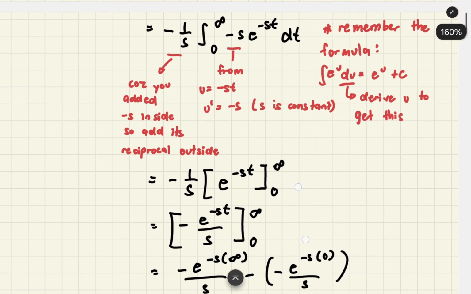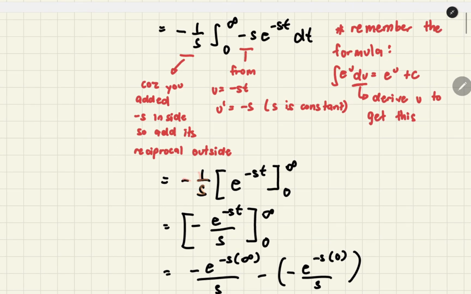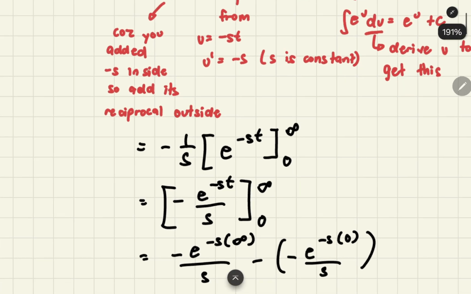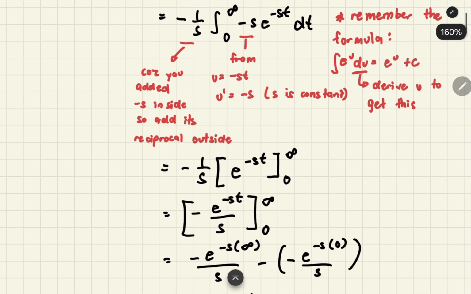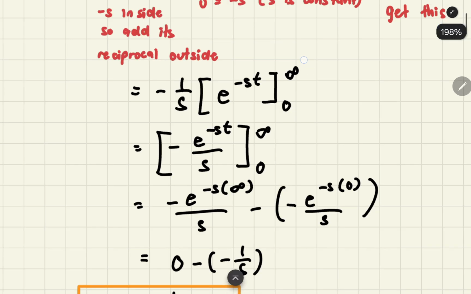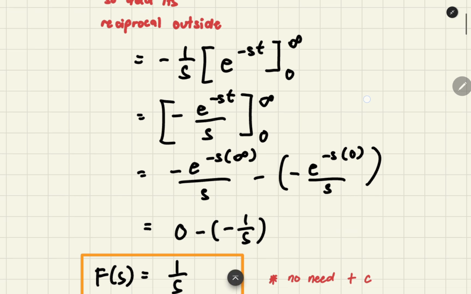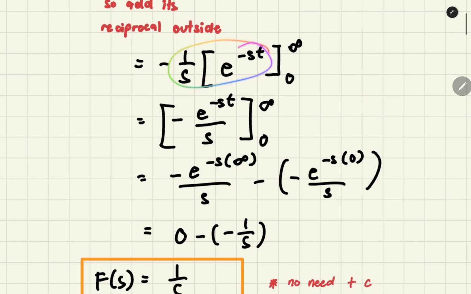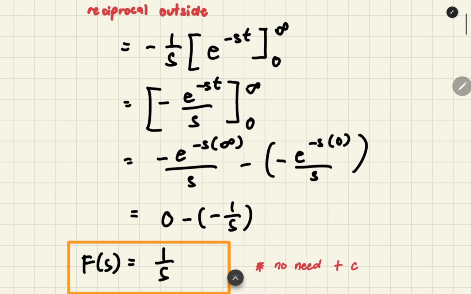Now let's continue. So negative 1 over s, which is what we've added, multiplied by the integral of this function, which is e raised to negative st, with the upper limit infinity and the lower limit 0. These limits are already in the formula, so all we have to do is combine the two. Remember that if we have an upper limit and lower limit, we substitute these limits into our variable, and here our variable is t, right?